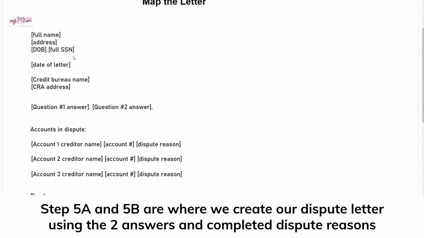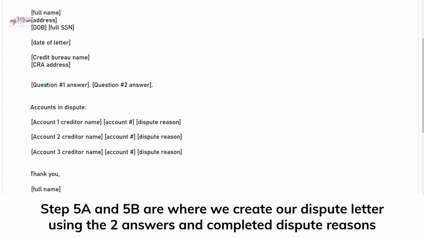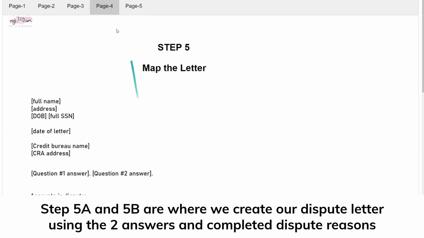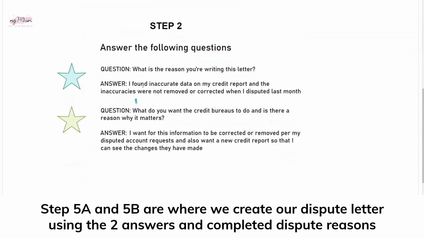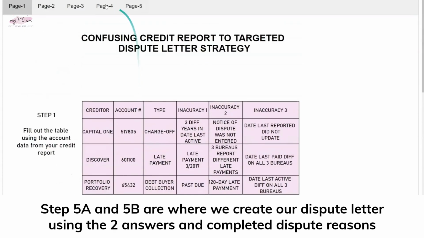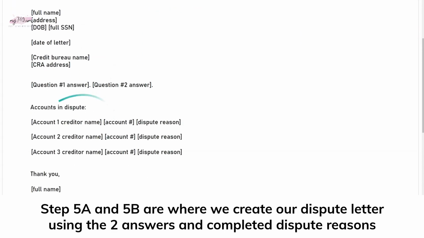Credit bureau name, credit bureau address, and then the answers to question number 1 and 2, and then the accounts in dispute. And then we're taking the actual account information, creditor name, account number, and the reason directly from the table. And then that's it. You're saying thank you and put in your name. Okay. So we're not filling anything else out. We're not doing any guesswork. It's only the information that we have taken directly from the credit report.